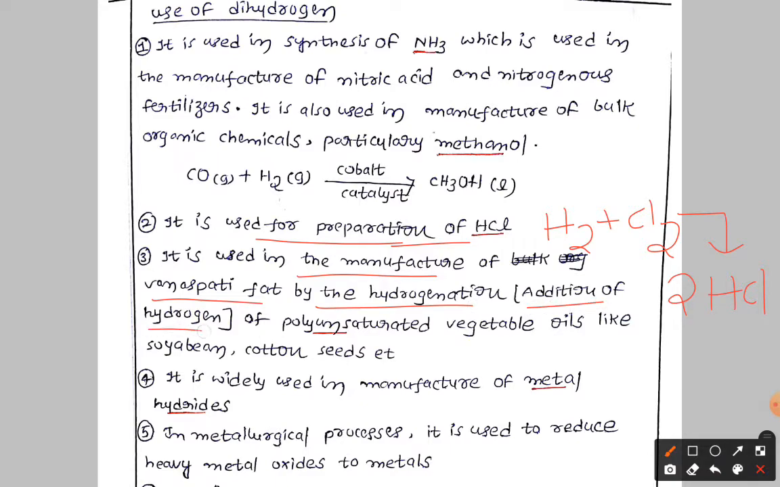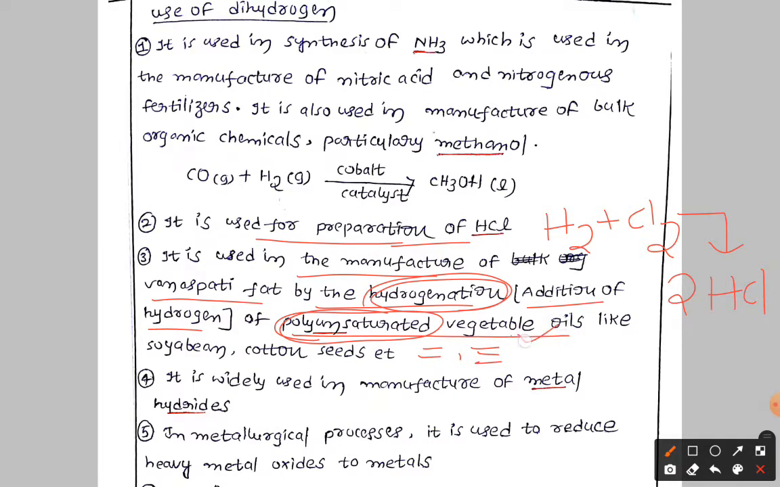Next, it is used in the manufacture of vanaspati fat by hydrogenation. Hydrogenation means what? Addition of hydrogen is called what? Hydrogenation of polyunsaturated vegetable oil. Polyunsaturated means what? Having double bonds or triple bonds. It is called unsaturated.